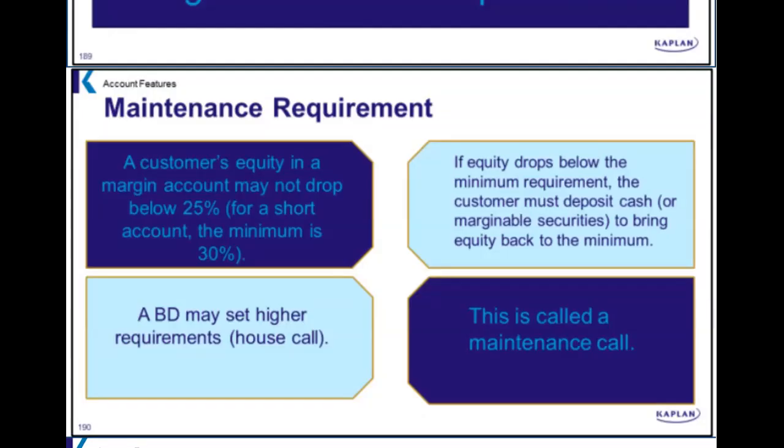Now, a broker dealer is allowed to set higher requirements than what these maintenance requirements are. They can say that it can't drop below 40% if they wanted to, but they can't say less than these numbers. If a broker dealer sets a higher requirement for a maintenance call, whether it's for a margin account or a short account, then we call this a house call.